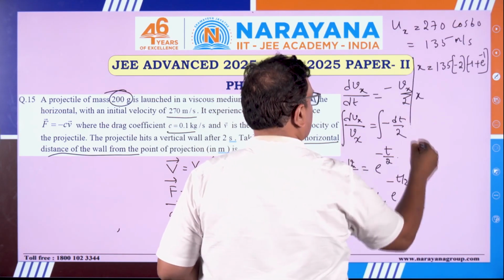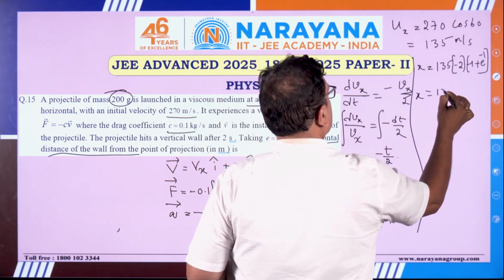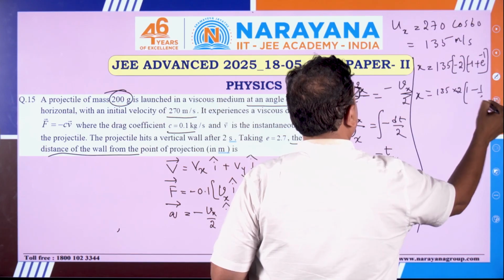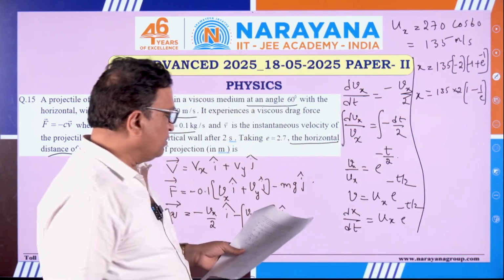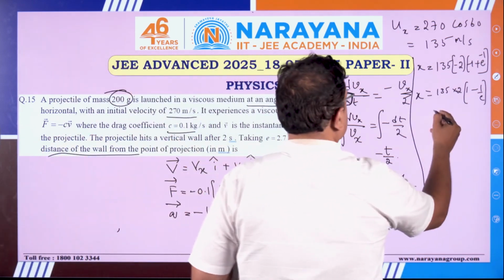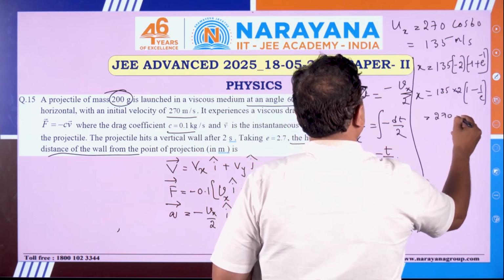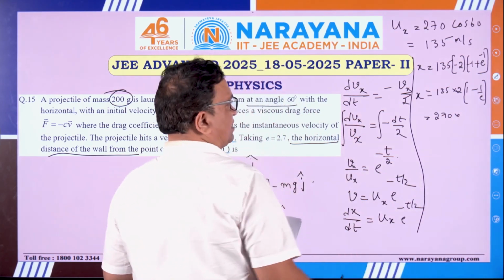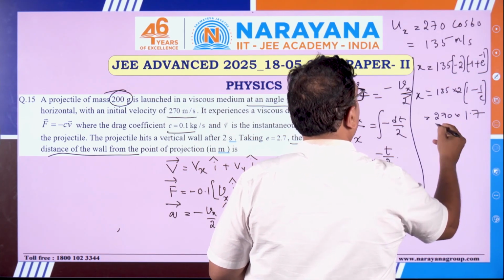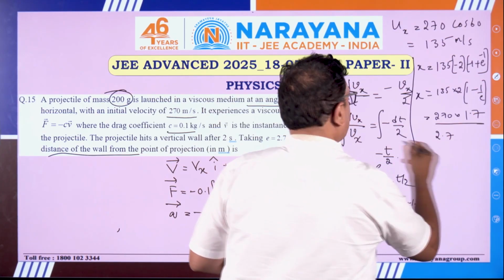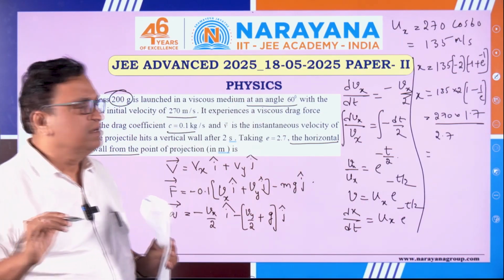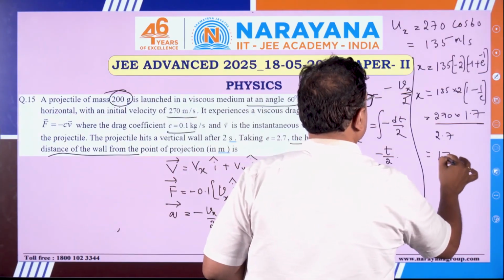So write this properly. X is equal to 135 into 2 into 1 minus 1 by e. They have given the proper values for e and all that, so just substitute and you will get the answer. 135 into 2 is 270, and 1 minus e power minus 1 is 1.7 by 2.7. Good numbers. I told you IIT will never disappoint with the numbers. So you will get the answer as 170 meter.